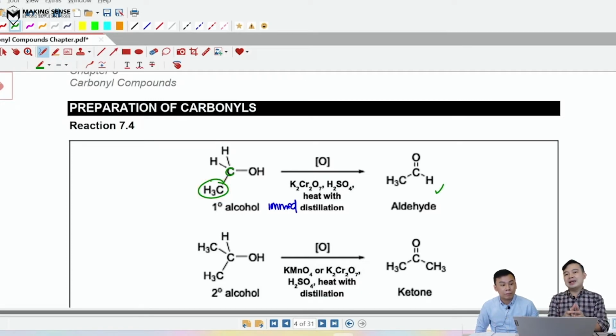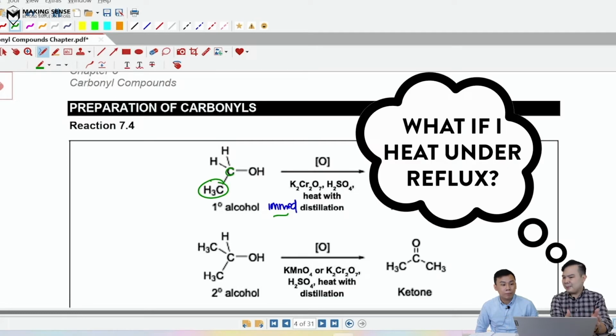But you have to bear in mind that the conditions must be fairly controlled. We have to use a weak oxidizing agent, dichromate, and we must heat with immediate distillation. You can help me add this into your notes as well. Mr. Yap, what happens if I don't do immediate distillation? Let's say I decide to reflux it.